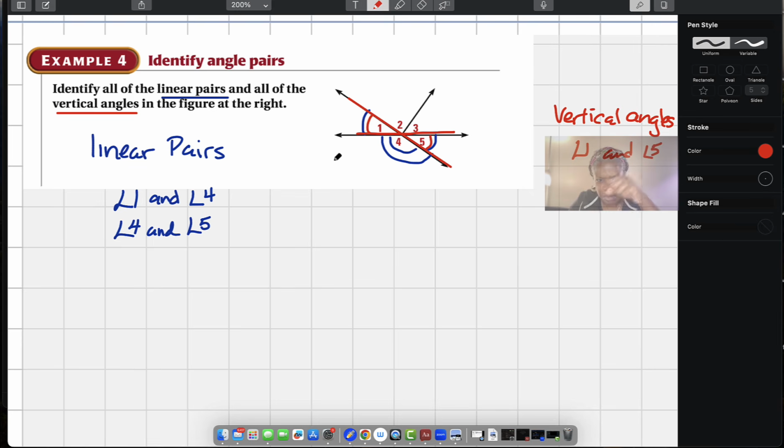If you can see some more, let me know, because I don't know if I'm seeing any more. I'm looking carefully. Those are the only two lines that are intersecting. This is a ray, it doesn't really have a pair. 4 is not really vertical. It's kind of vertical to 2 and 3, but they're not a pair because it's a couple. So I'm going to just stop at this. Our vertical angles are 1 and 5, and our linear pairs are 1 and 4, and 4 and 5.